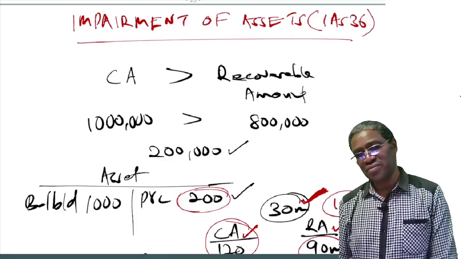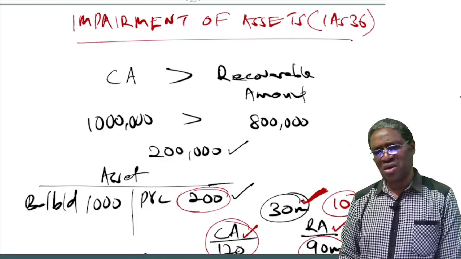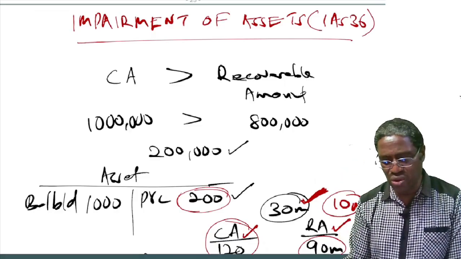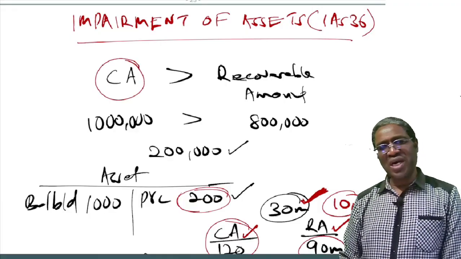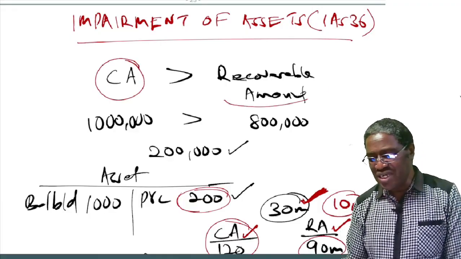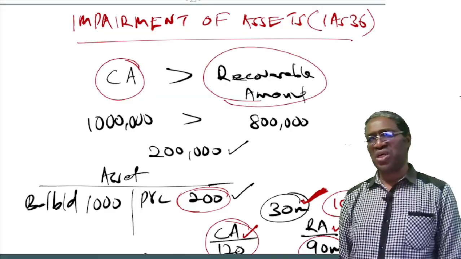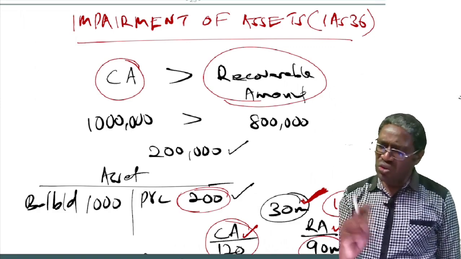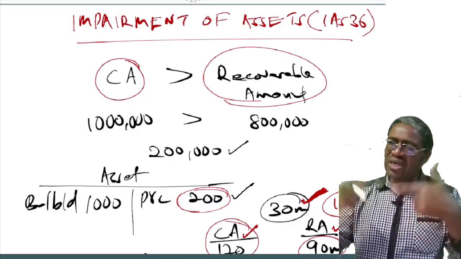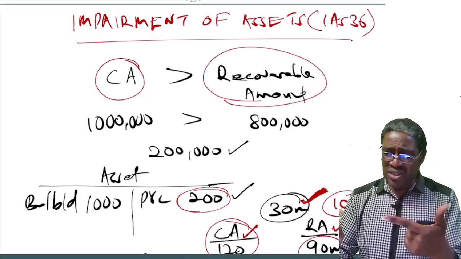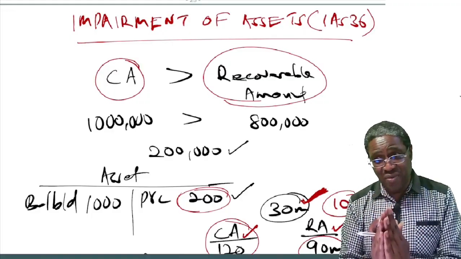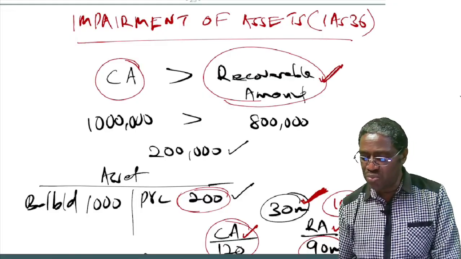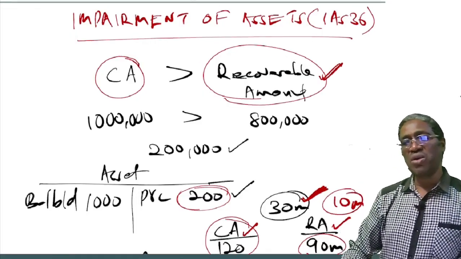revaluation gain. Now we move on and ask ourselves, we have said, to know whether an asset has suffered an impairment loss or not, you compare the carrying amount of that asset with its recoverable amount. Then I've told you the carrying amount of the asset is the amount at which the asset appears in the books. That means the book value. Then I told you we shall discuss how to compute this amount we are calling recoverable amount.